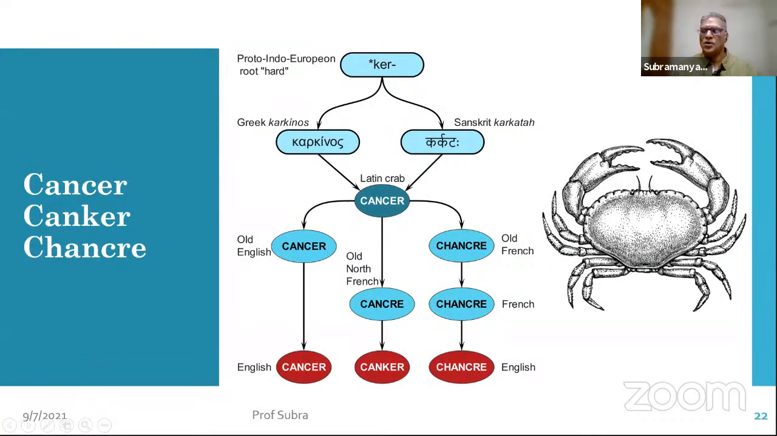Cancer, as all of you know, means carcinoma. Canker is what we see in the case of an aphthous ulcer. Chancre is the primary lesion which we see in syphilis, the lesion you see in primary syphilis.